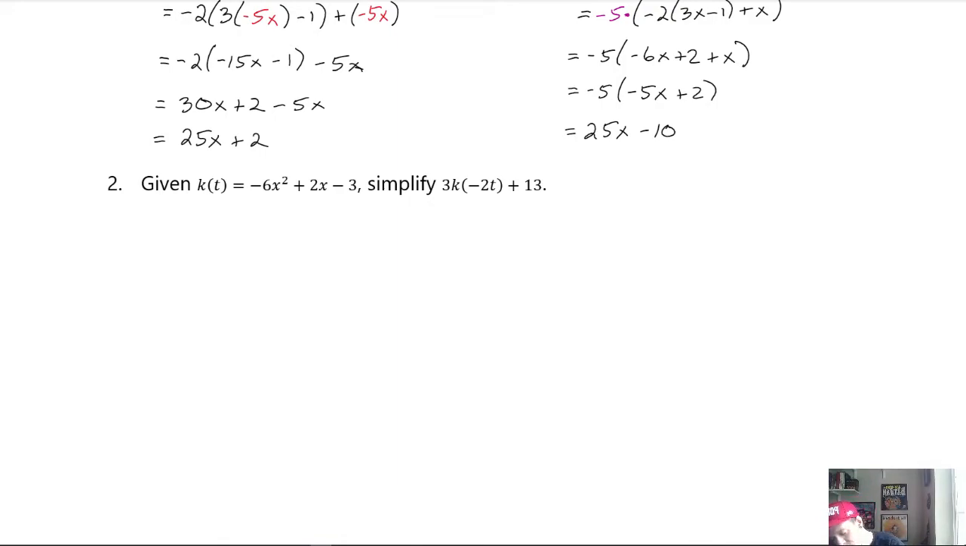All right, so I'm going to do this with just saying, okay, what's k of negative 2t? Let's put that negative 2t in red. Let's see that insertion a little bit easier. So the original was negative 6x squared plus 2x minus 3. So I write k of negative 2t equals negative 6 times, and I had an x squared. So I replace the x with negative 2t in parentheses squared. I have to square all of that. And plus 2 times, there was an x in the original, so I replace it with negative 2t.